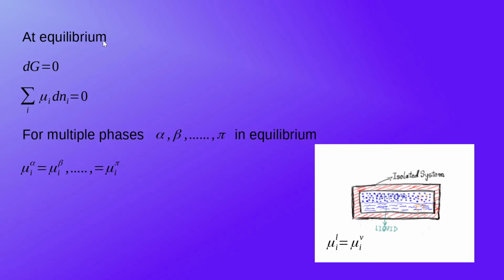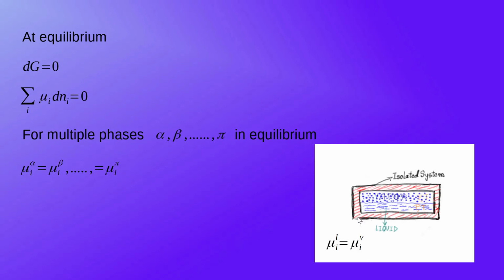Now, at equilibrium, dG is equal to 0. Therefore, the summation over I of mu I dn I is equal to 0. From this, we get a conclusion that for multiple phases in equilibrium, where the multiple phases are alpha, beta, up to pi, mu I alpha is equal to mu I beta, and so on, is equal to mu I pi.